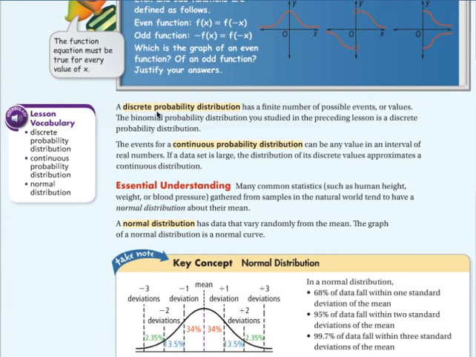First, right here, just some vocab. Discrete probability distribution: that has a finite number of possible events or values, so it's a definitive number. The binomial probability distribution you studied in the preceding lesson, we'll talk about that. The events for a continuous probability distribution can be any value in an interval of real numbers. If a data set is really large, the distribution of its discrete values approximates a continuous distribution. We'll talk more about this, and hopefully this will make more sense.